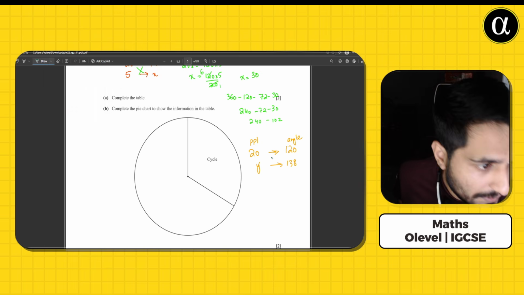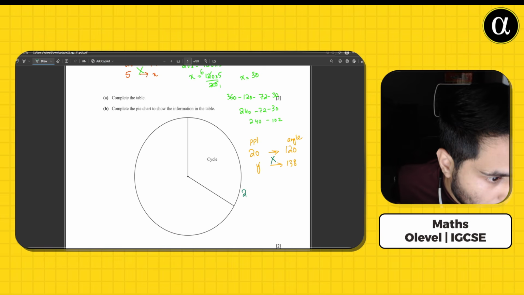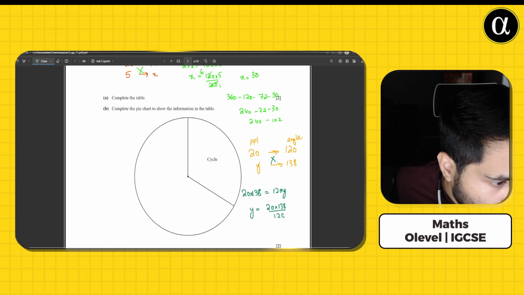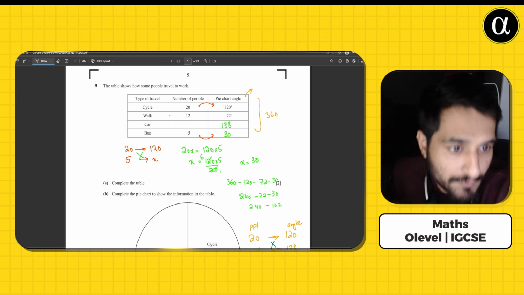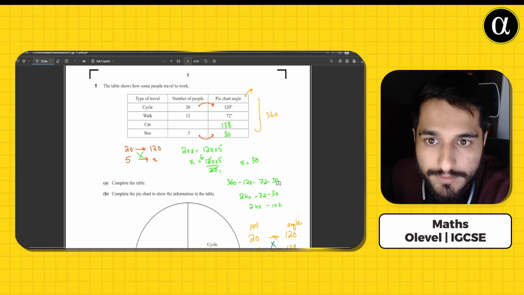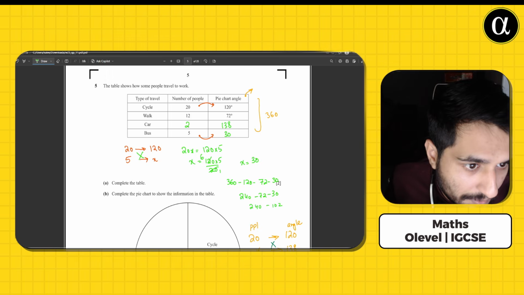Let's see what the answer is. It's going to be 20 times 138 is equal to 120y. When we simplify this further, y is equal to 20 times 138 over 120, the 0 cancelled, and this is going to be 1, and this is going to be 6. And what is 138 over 6? That is 23. So here we go, we write 23 over here. The answer for this part is going to be 23.